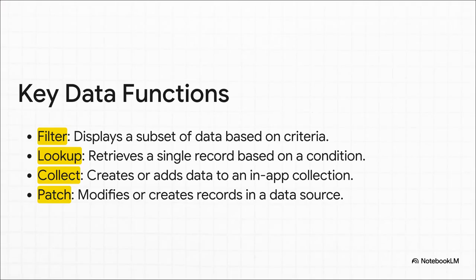Filter is for when you need a whole table of records, like show me all the active projects. Lookup is kind of like Filter's lazy cousin. It searches for the same thing but stops and returns only the very first record it finds. Collect is your go-to for making a temporary table or collection that lives right inside your app. And Patch, that's your powerhouse for changing existing records or creating new ones in your main data source.